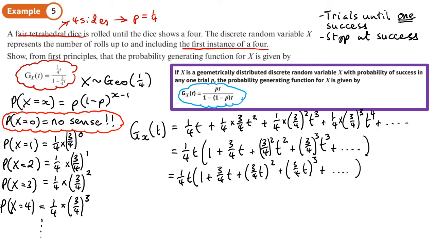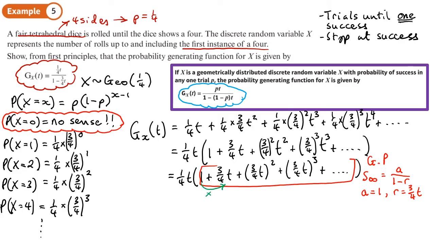Now I can find the sum of this, because this is a geometric series or a geometric progression, and the sum of an infinite geometric progression is the first term divided by 1 minus the common ratio. So in this case the first term is 1 and the common ratio is 3/4 t, because to get from one term to the next we times by 3/4 t, times by 3/4 t. So because it's an infinite series, we can find the sum of that.